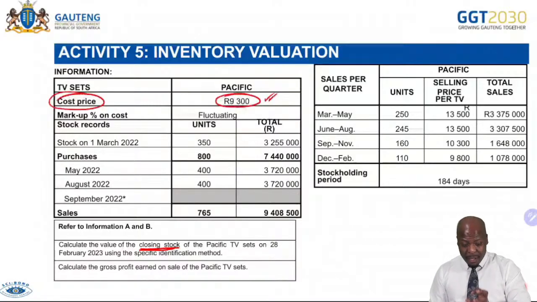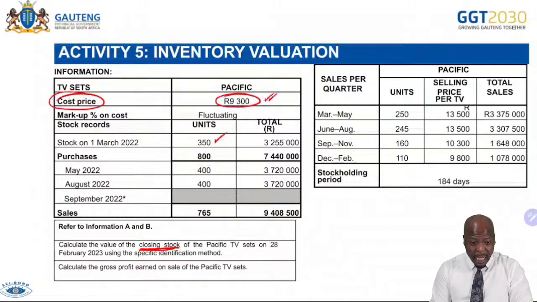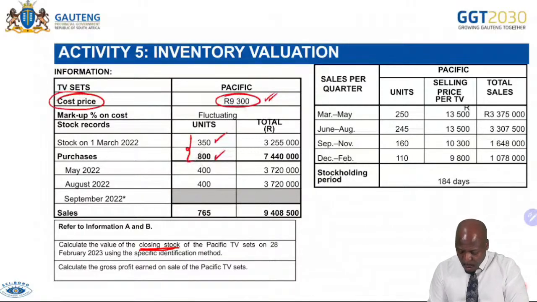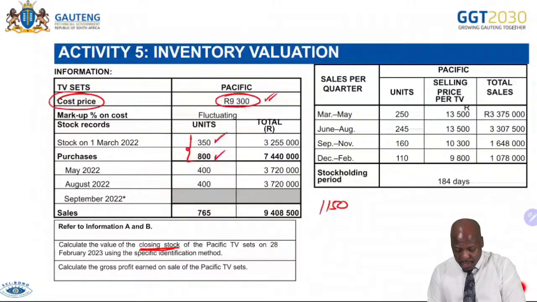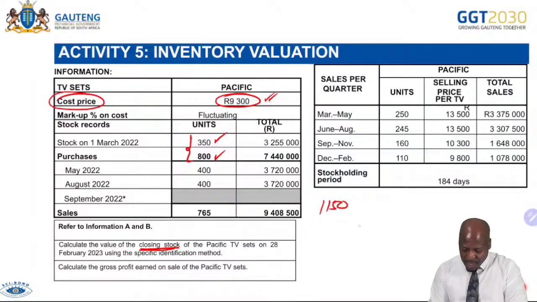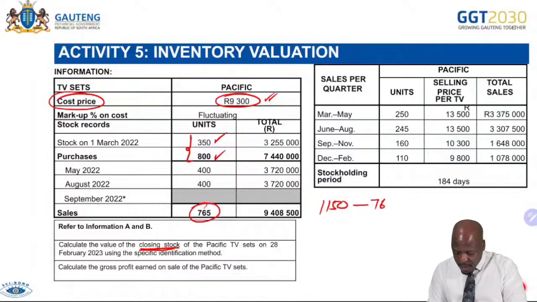This one was a bit different because with this one, it was easy. You would simply come and say, how many units are available for sale? How do you know that? You say your units at the beginning, which is your 350, plus your purchases. So 350 plus 800, that will give you 1,150 units available for sale. And then you would now say, how many were sold? Here we sold 765. How many then were left on hand? We were left with 385.